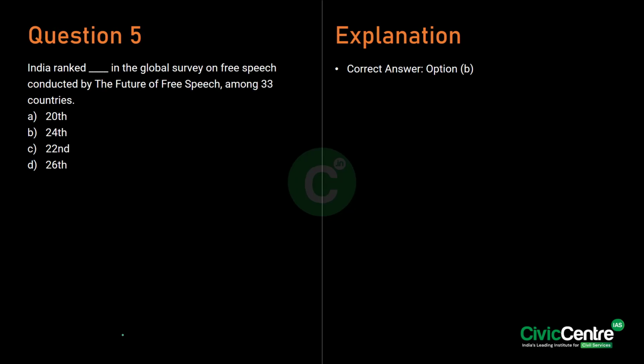Now moving on to the fifth question, which talks about India's rank in the global survey on free speech conducted by the Future of Free Speech among 33 nations. Here India's position was 24 out of the 33 countries, with a score of 62.2. Hence the correct answer is option B. This placed India between South Africa and Lebanon, which have scores of 66.9 and 61.8 respectively in terms of support for free speech. So despite strong support for abstract free speech, the survey highlighted concerns over the protection of controversial speech, with India showing a notable disconnect between support and practical protection of free speech.